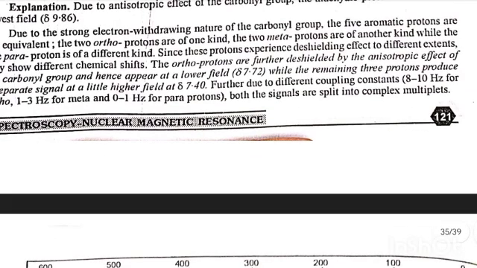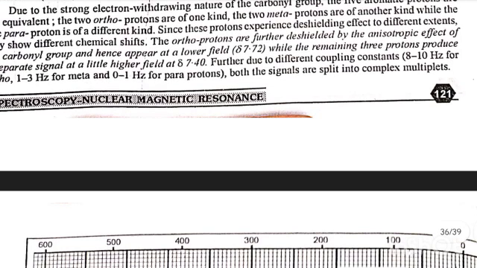Due to the strong electron withdrawing nature of the carbonyl group, the 5 aromatic protons are not equivalent. The 2 ortho protons are of one kind and the 2 meta protons are of another kind, while the 1 para proton is of a different kind. Since these protons experience deshielding to different extents, they show different chemical shifts. The ortho protons are further deshielded by the anisotropic effect of the carbonyl group and hence appear at a lower field, while the remaining 3 protons produce a separate signal at a higher field at delta 7.0.